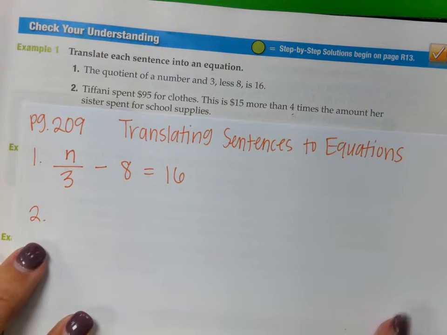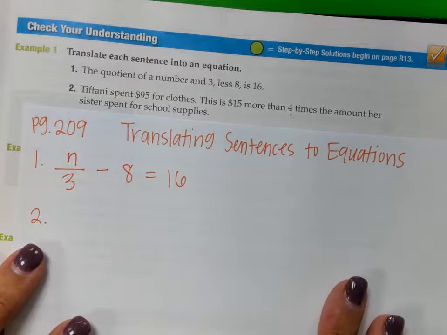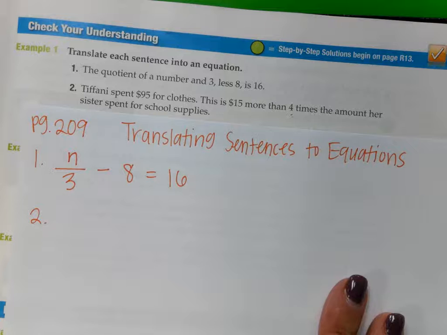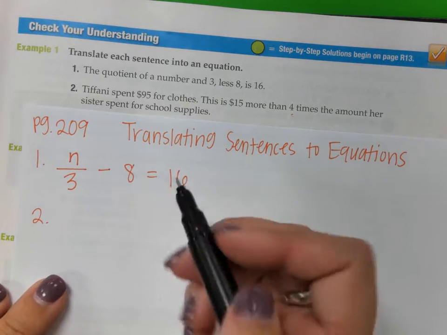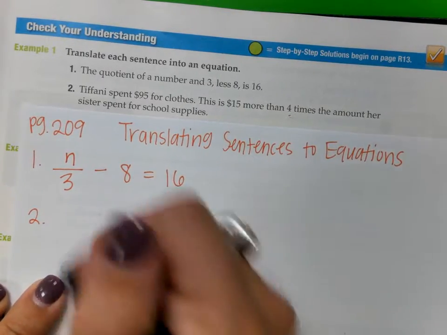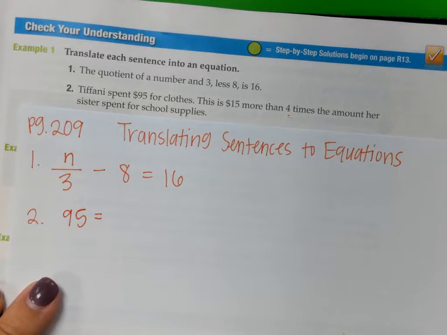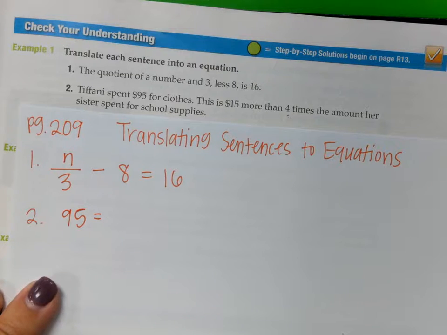Okay, that's good. All right, so number 2, it says Tiffany spent $95 for clothes. This is 15 more than 4 times the amount her sister spent for school supplies. So I know for a fact that she spent $95. So that was her total cost. Okay, so I know that can be on one side of my equation. So we're going to say 95 equals something.